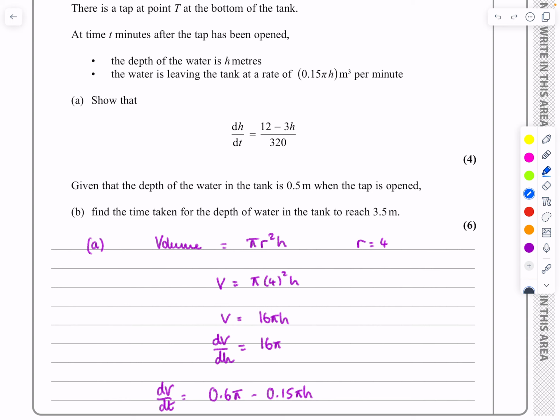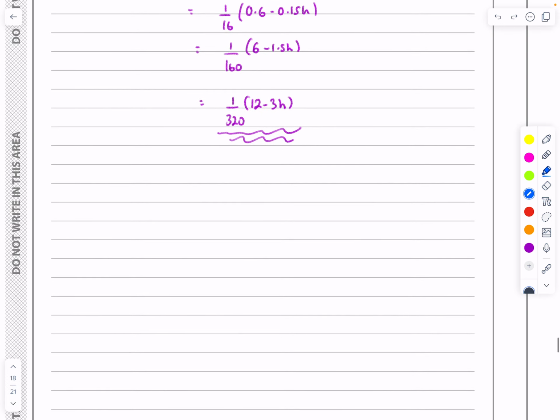Find the time taken for the depth of water in the tank to reach 3.5. Okay, so I know exactly what I'm going to be doing here then. Anybody that's done any work on this stuff should have really no issues with the fact that I've got dh/dt equal to 1 over 320, 12 minus 3h.